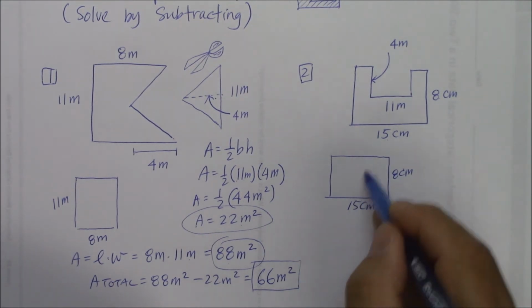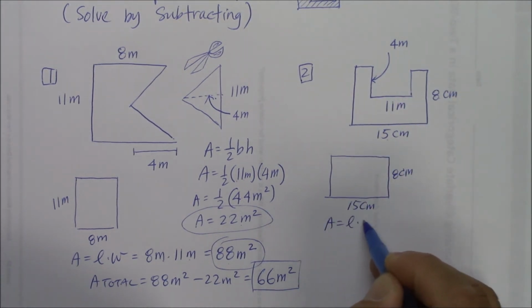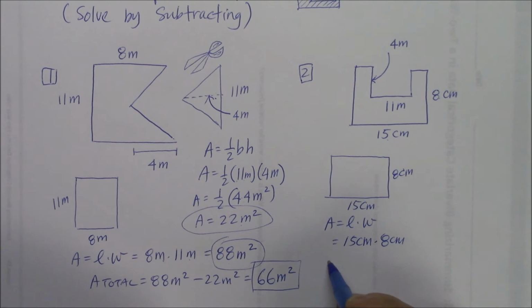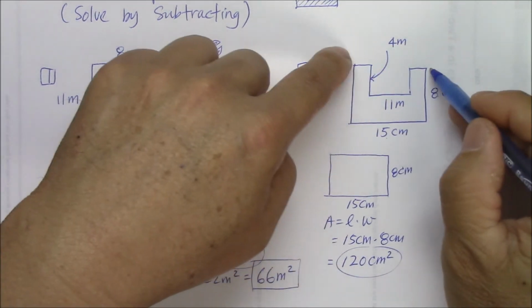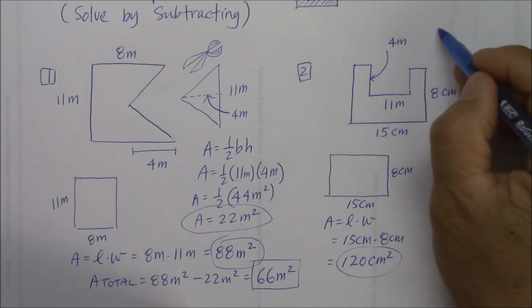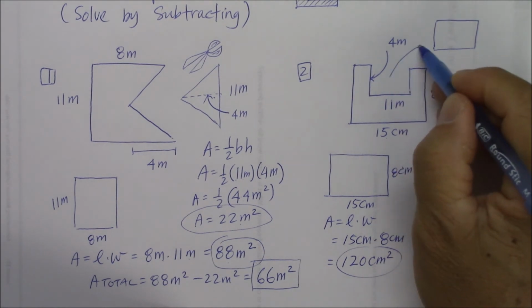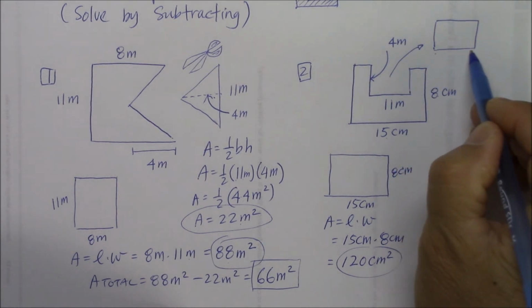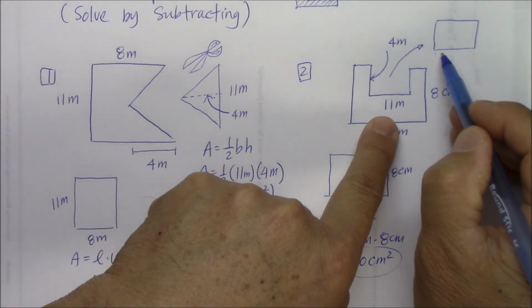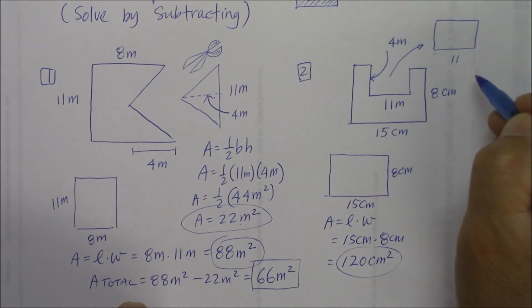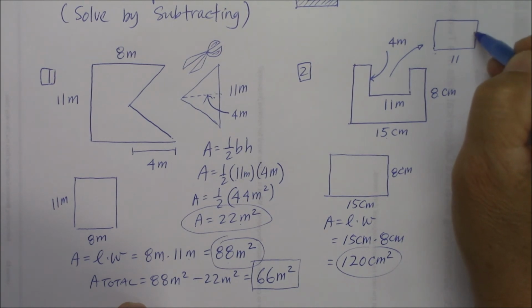So to find that area, if it was whole, area equals length times width. So therefore, that's 15 centimeters times 8 centimeters. So therefore, 15 times 8 is 120 centimeters squared. And that is if this was a whole. But what just happened? Using a scissor, a part has been cut out. And what is the length of that part that's been cut out? Well, it tells you it's 11. And what is the height of that part that's been cut out? It is 4.